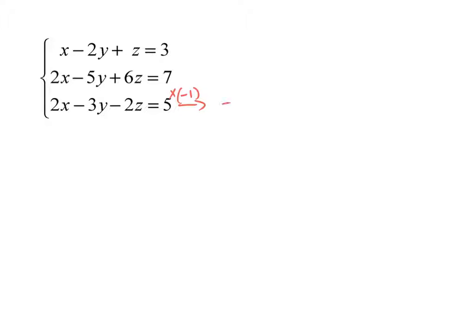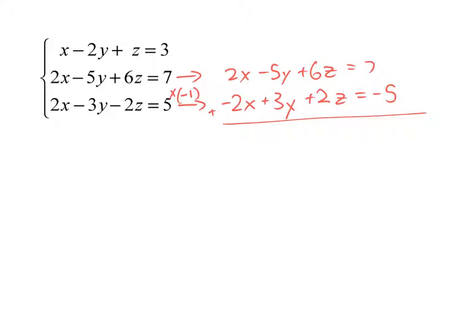And if I do that, I end up getting negative 2x minus 3y plus 3y plus 2z equals -5. And then I'm going to just bring this over. I'm not going to do anything to it. Plus 6z equals 7. Now, if I add these, 2x minus 2x is just going to go away. Then I get a 2y here, and then plus 8z equals 2.